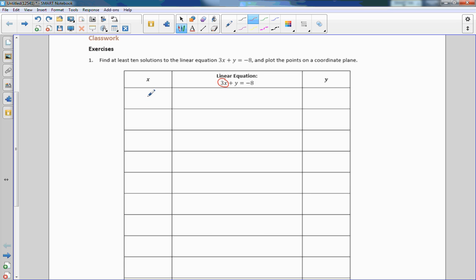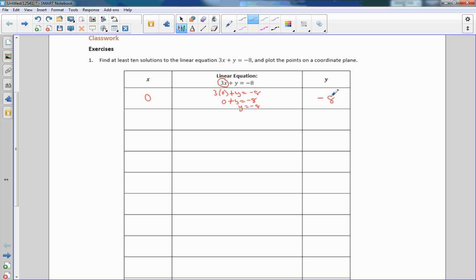So if I plug in 0 here, then it's going to be 3 times 0 plus y equals negative 8. And then 0 plus y equals negative 8. So therefore y equals negative 8. So I get my y value of negative 8.